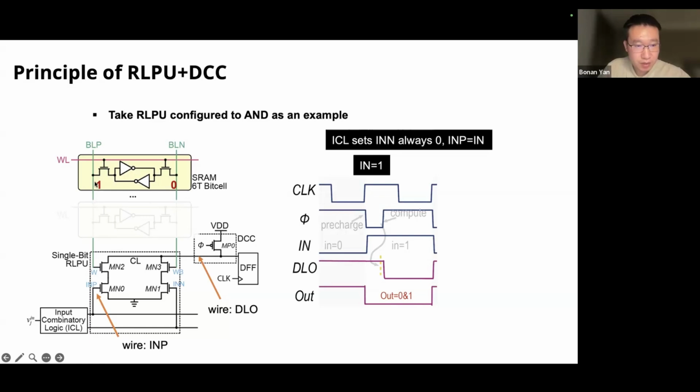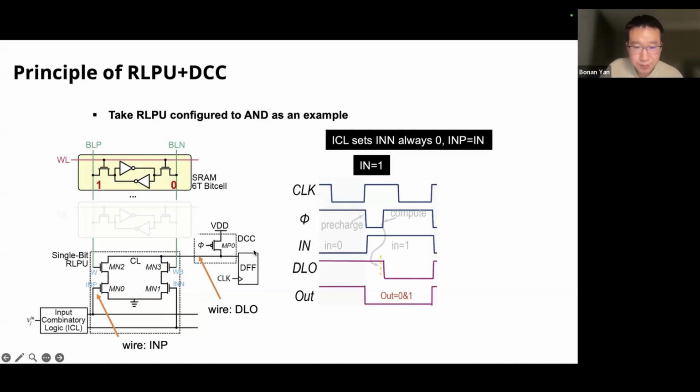And for each column, the data stored in the bit cell, the 1 and 0, is going into two transistor gates of the four transistors, and another input will connect to another two gates of the four transistors. And we can see this is basically the pull down network part of an AND gate. So basically we can just configure it to an AND configuration and do a bitwise AND. Basically it's a bitwise multiplication in this part.